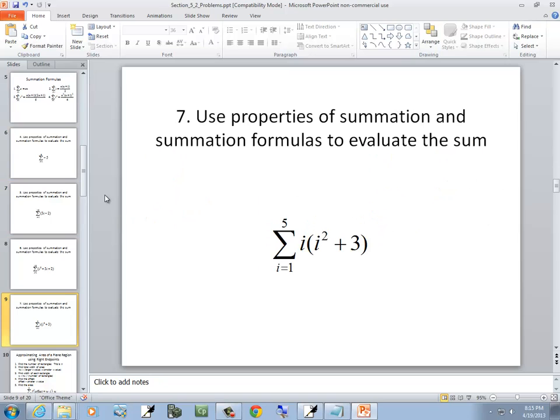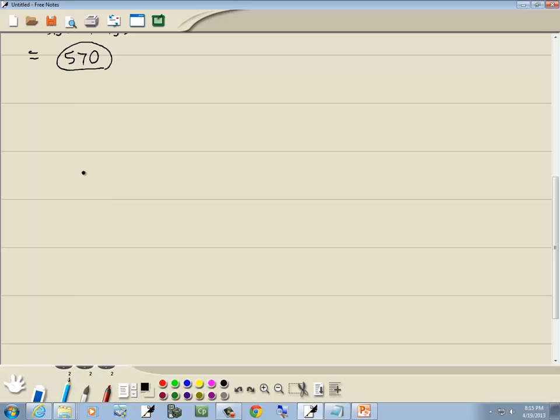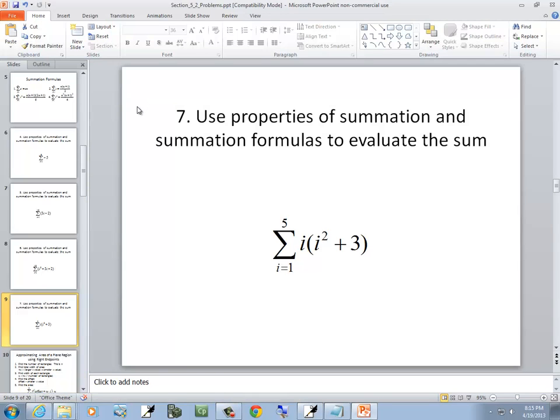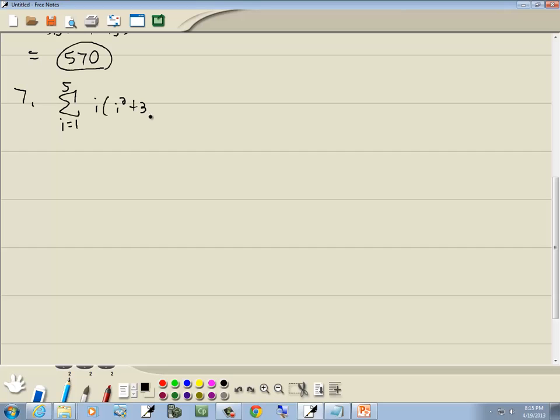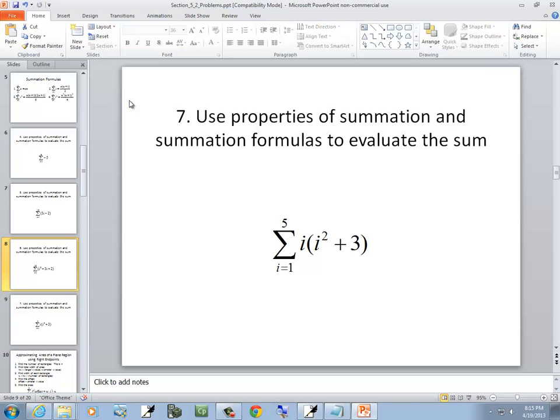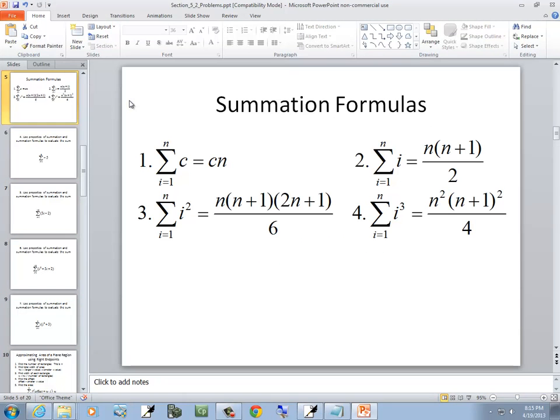Okay, let's take a look at our last one to show those formulas. Sum from i equals 1 to 5, i times i squared plus 3. Okay, let's go look at our formulas. They're pretty basic. You're either going to have a number, you're going to have an i squared, or i to the third. And you can have a number before i, or before i squared, or i to the third. You can just put it out in front of your sigma.